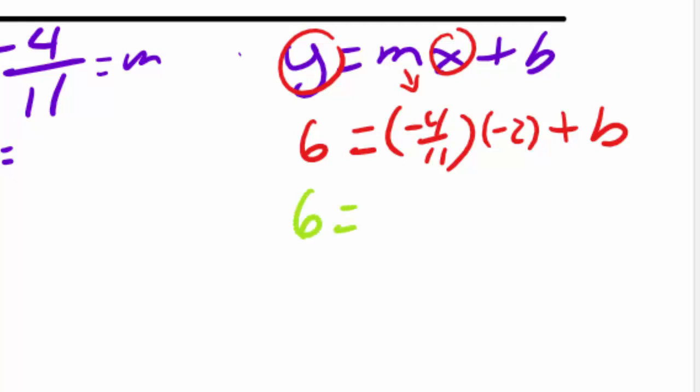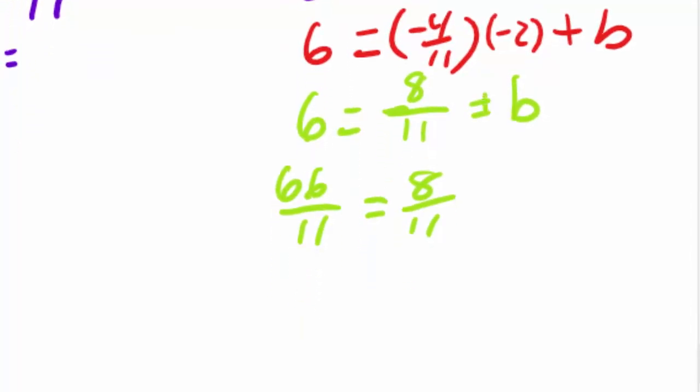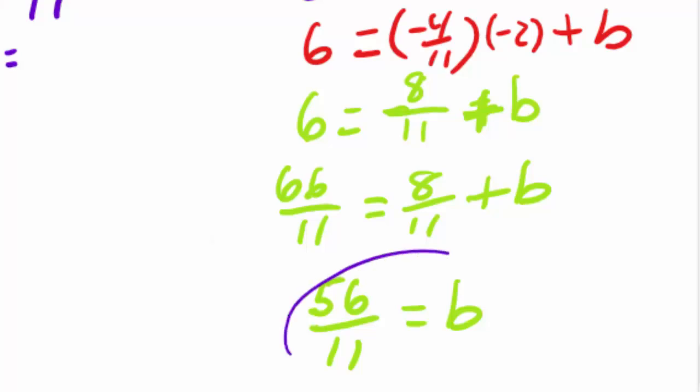So bring down my 6. Negative 4/11 times negative 2 is positive 8/11. That's equal to b. Now in order to do my subtraction here, I want to subtract the 8/11. I want to convert the 6 into 11ths. So I'm going to call this 66/11 equals 8/11. There should be a plus b up here, by the way. And then I'm going to subtract my 8/11 from both sides. So when I subtract 8/11 from both sides, I end up with 56/11 equals b. And this is my b value, my y-intercept.